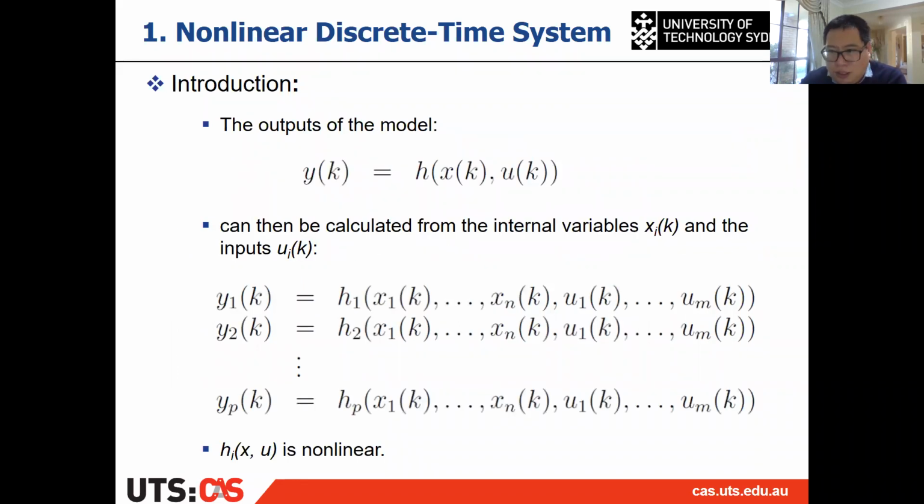Right, and the output of the nonlinear discrete time system can also be nonlinear, which means y_k is equal to h(x_k, u_k). Then the function h is nonlinear. The output y is a nonlinear function h of x and u. And again, because x and y can be multiple variables, the nonlinear function h can also be multiple functions as well.